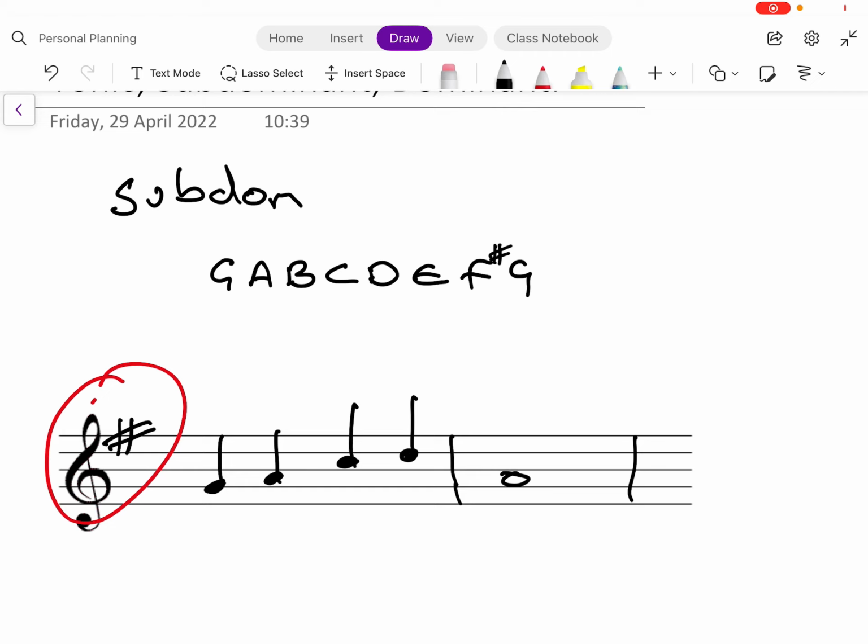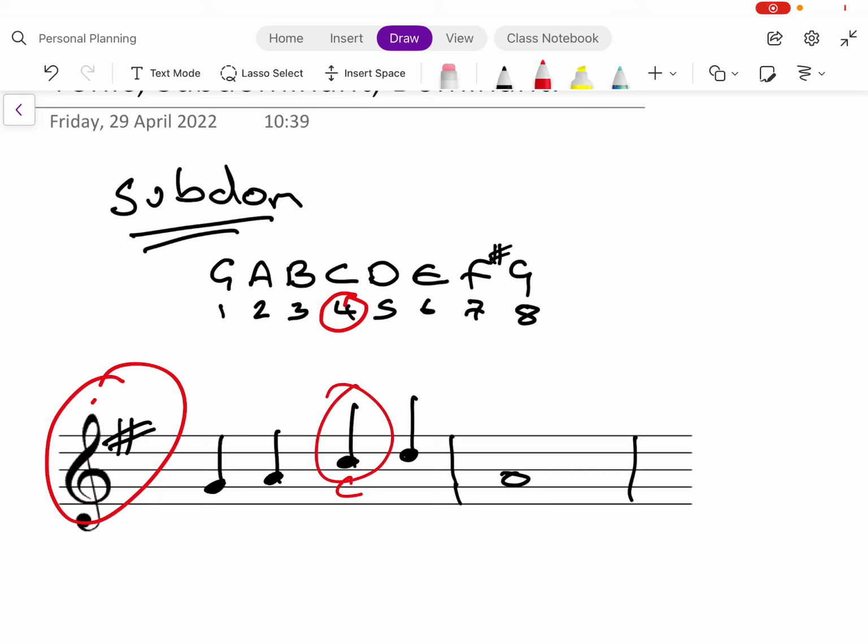Now what we're going to do is number each one of the scale, just starting on 1 and going through it. 1, 2, 3, 4, 5, 6, 7, 8. And remember, I've been asked for the subdominant, and the subdominant is the fourth note of the scale, so this one here. So the subdominant is C. So all I need to do then is go into my music and find the C, and there it is. There's a C there. So that's a subdominant note.